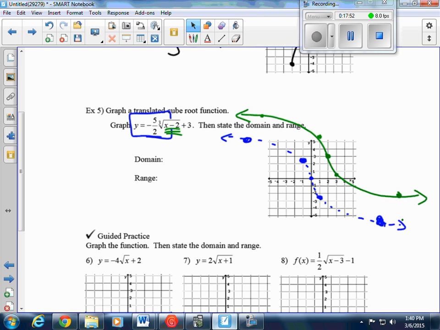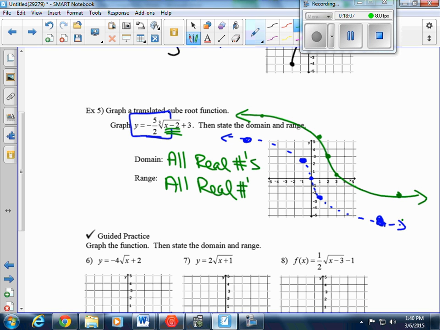of that function. And again, we see it goes right forever, goes left forever, goes up forever, goes down forever. So both the domain and the range in this one are all real numbers. So unless there's a restriction on the third root, the domain and the range will always be all real numbers.